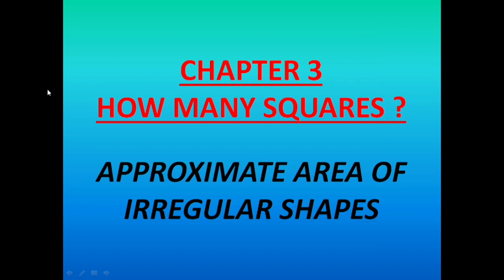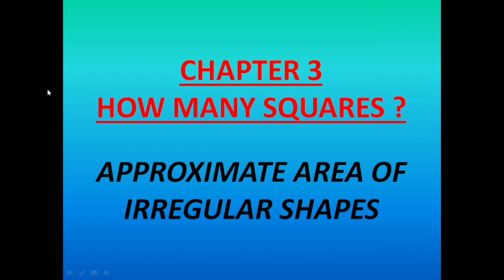In the previous video, you learned how to find the area of various shapes. Let's move a step ahead. Today we will be learning how to find the approximate area of irregular shapes. Let me make the meaning of the term approximate clear here itself. Approximate means close to actual but not accurate or exact.